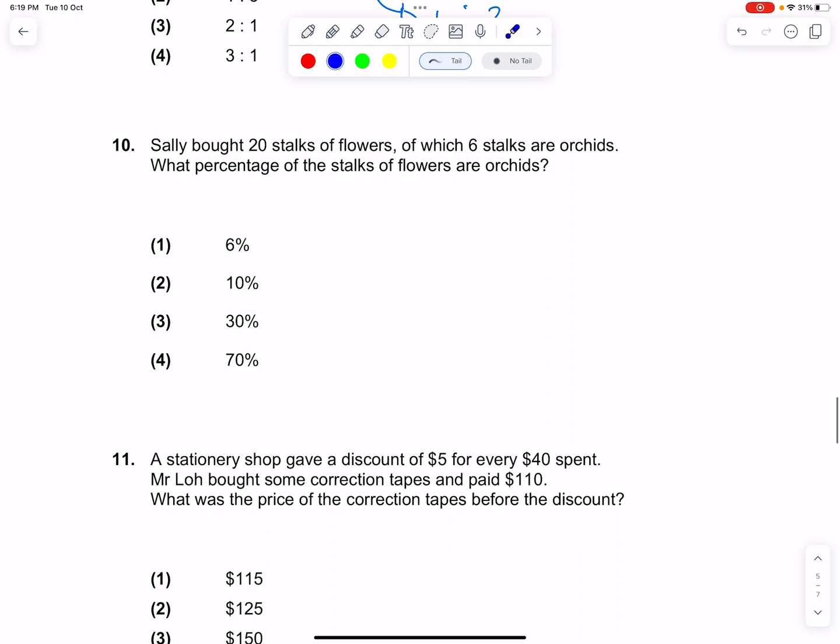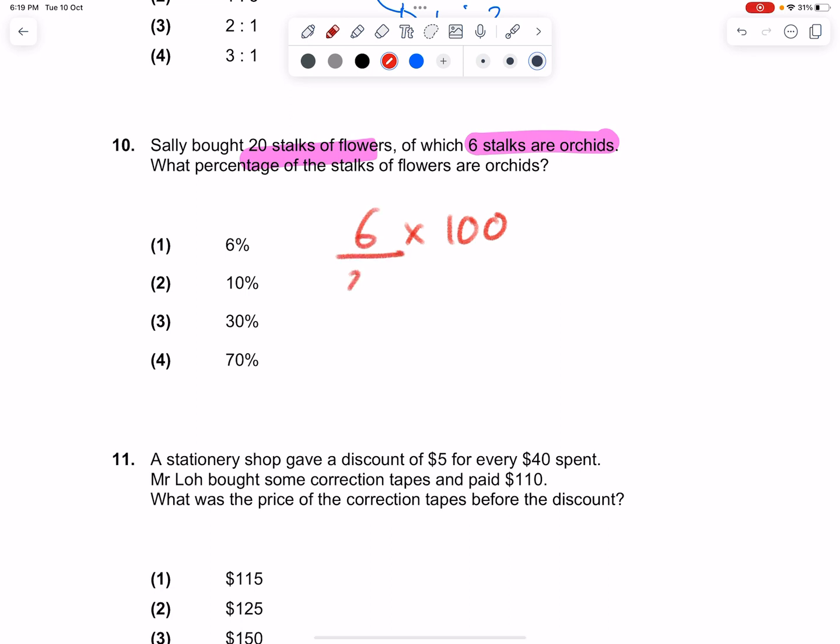Sally bought 20 stalks of flowers, of which 6 stalks are orchids. What percentage of the stalks of flowers are orchids? So in this case, you want to find out the percentage. So remember the right hand, left hand rule. We always do the right hand side first. Because we want to know the percentage, we will multiply by percentage, and over the other side is the real number, which is 6 out of a total number of 20.